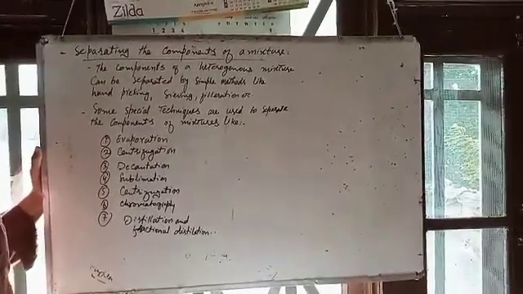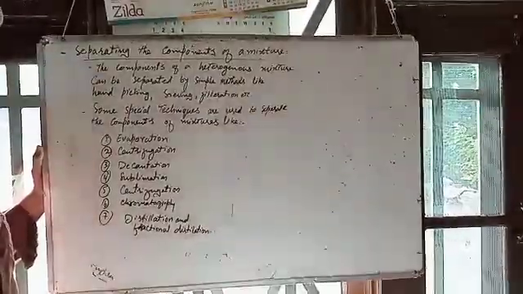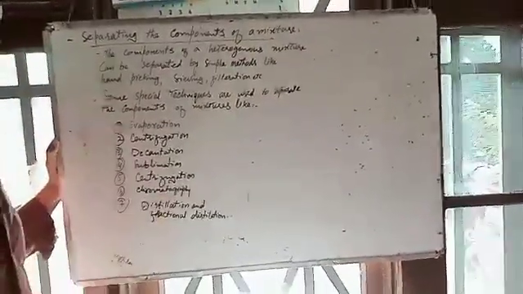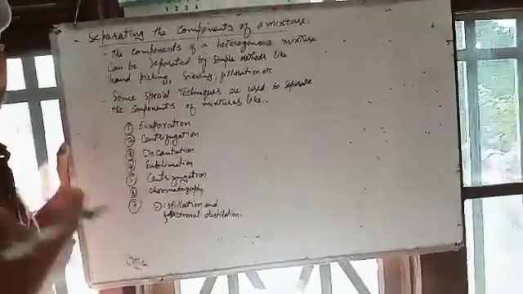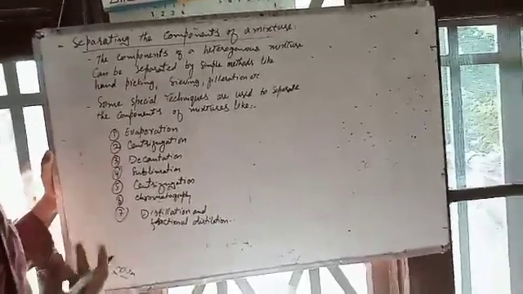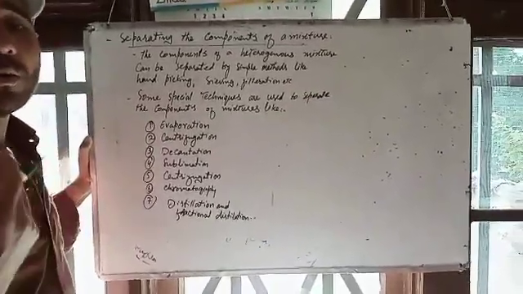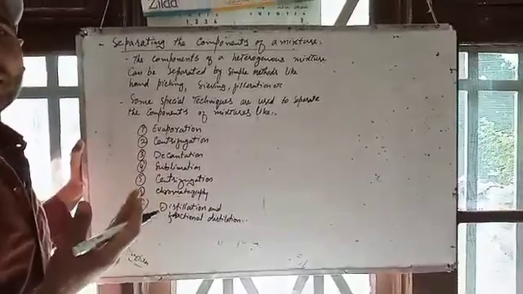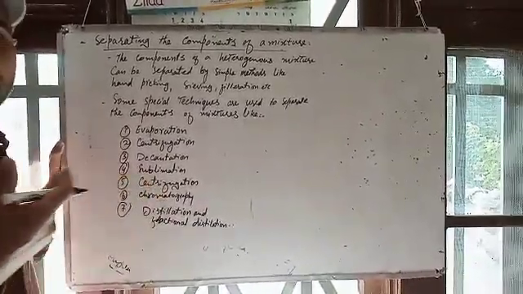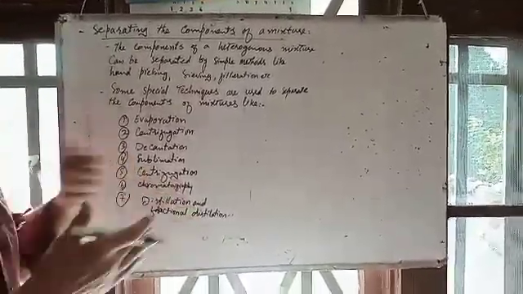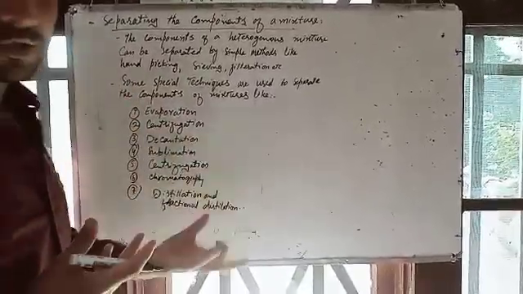Hello, dear students. Today we will learn about separating the components of a mixture. A mixture is formed of two or more components. If we want to separate the different parts of the mixture, how will we separate these components? Separate means taking different parts differently from the mixture.